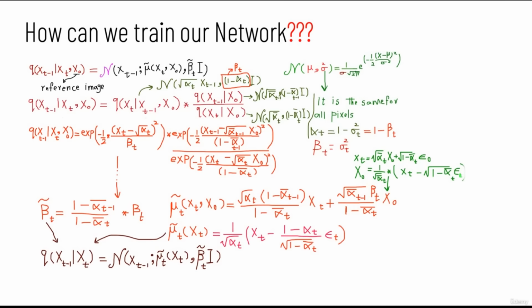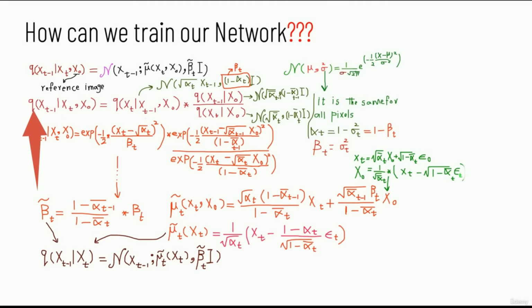Here we will use Bayes' theorem to get the posterior distribution, or q of xt minus 1 given xt and x0. Previously we said that we will give the value of x0 to find the posterior distribution easily. So why is it difficult to find the posterior distribution without the value of x0? To know that, let's apply Bayes' theorem.